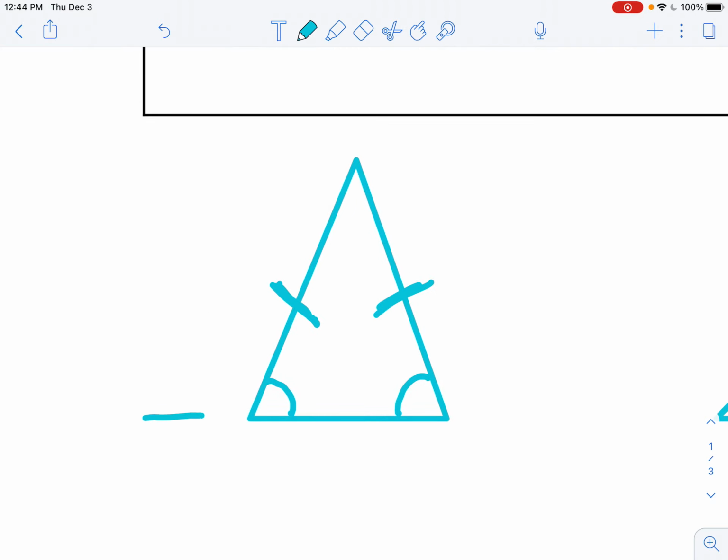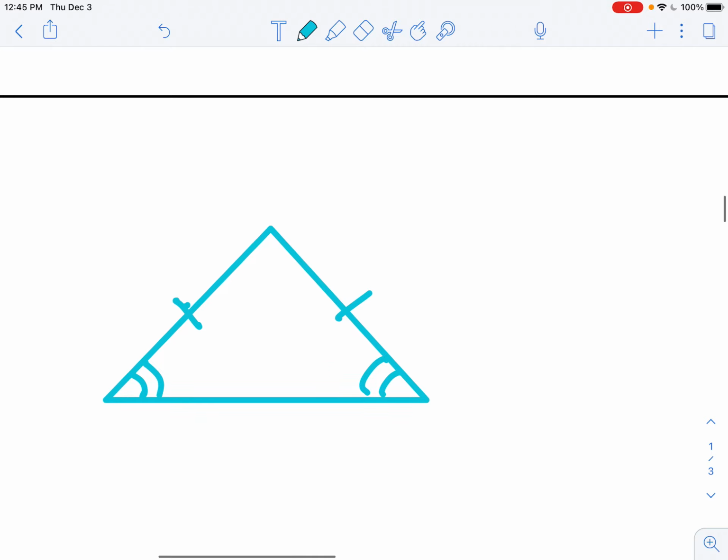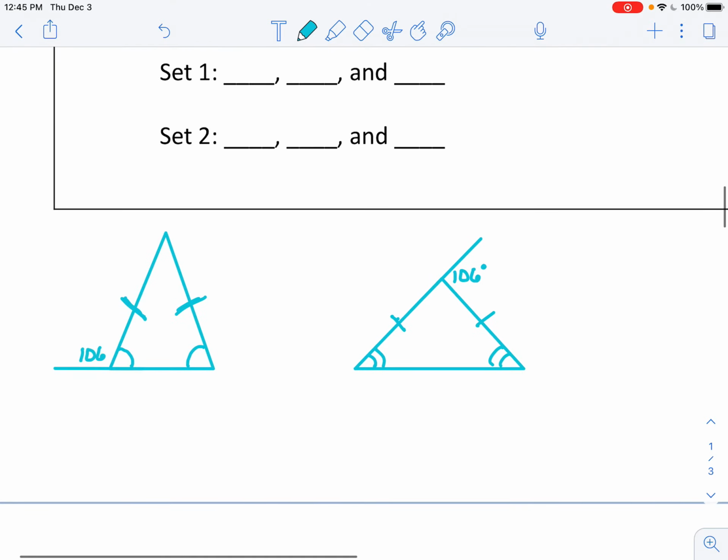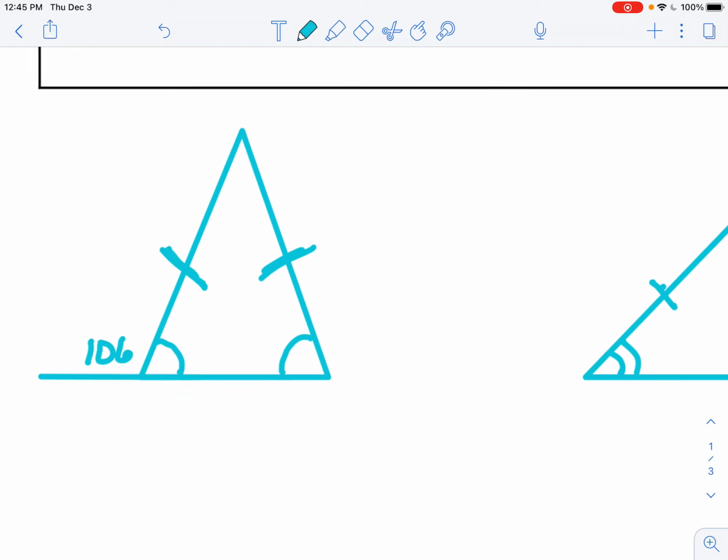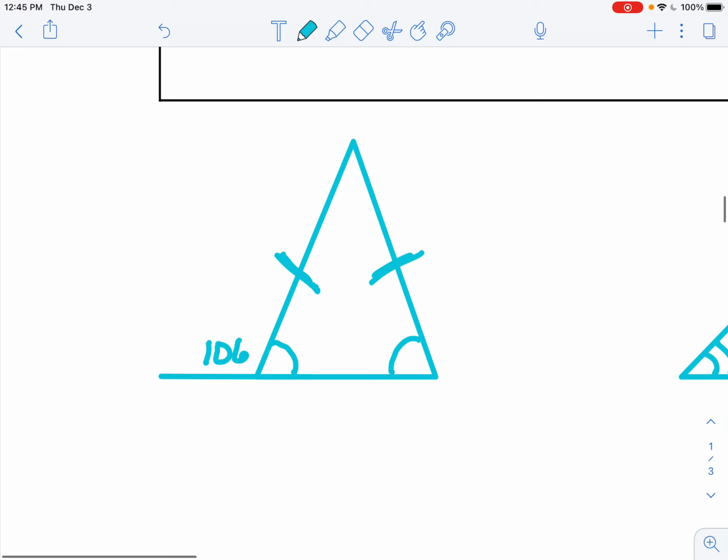Is the 106 next to one of the congruent angles? Well, that's one possibility. Is it next to the non-congruent angle? Also a possibility. That's where the 2 possible triangles come from. I'm supposed to find the angles inside, however, so I'm going to focus on one triangle at a time.